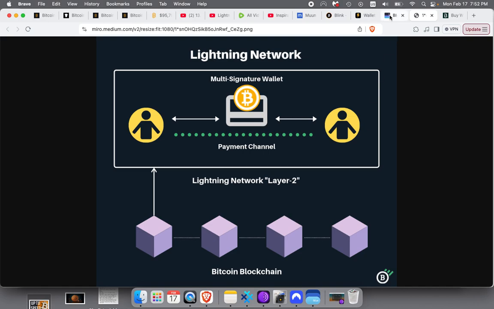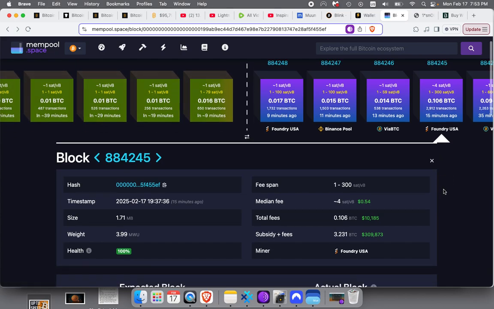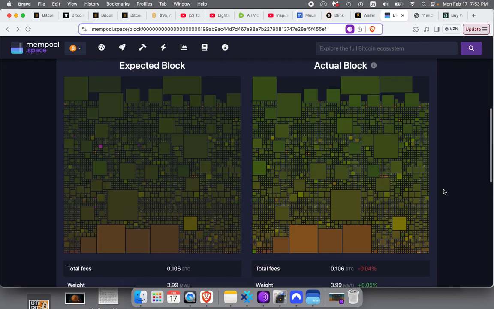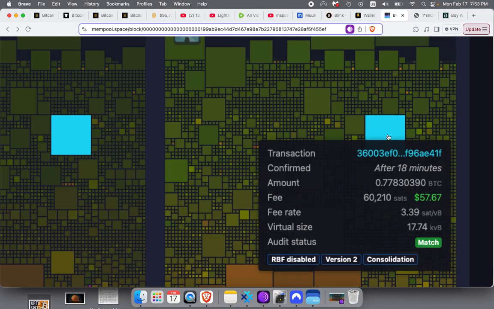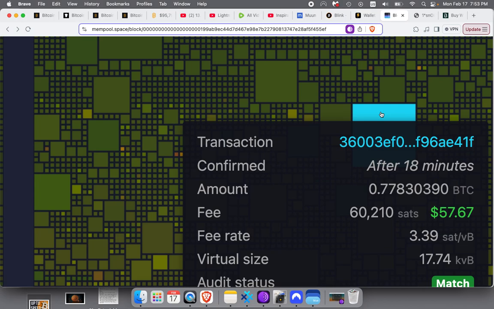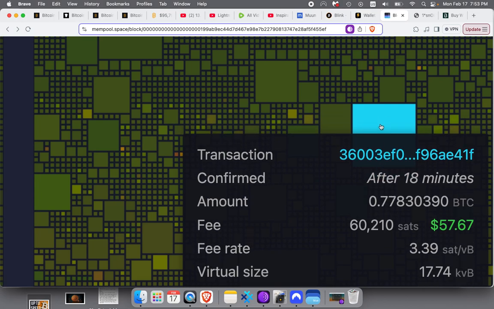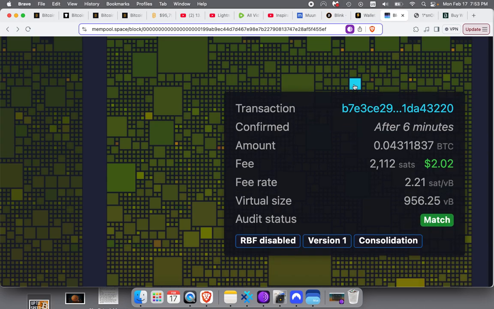So if you look closely in the mempool, for example, this is a block that just came in today. And if you look down, you'll see inside this block there's each set of transactions. Like this transaction is 0.77 Bitcoin. That's about $57.6, right? That's 60,000 sats to pay for the transaction fees on this transaction. If you look, others are $6, and some of them are $2.